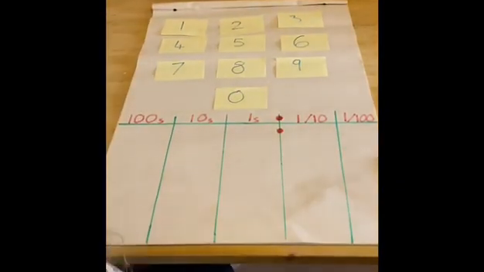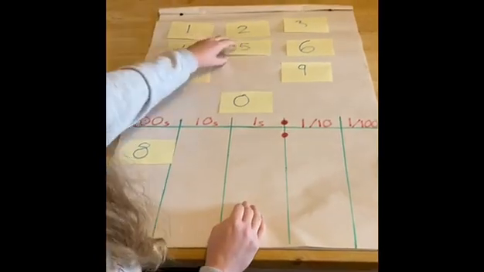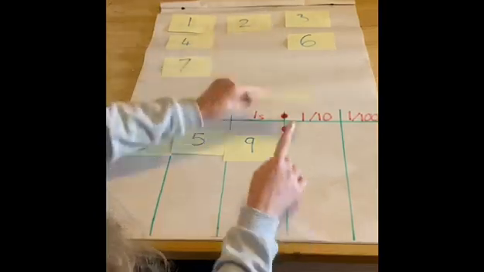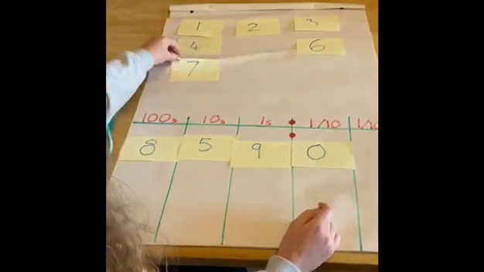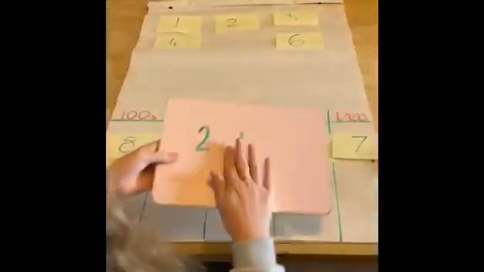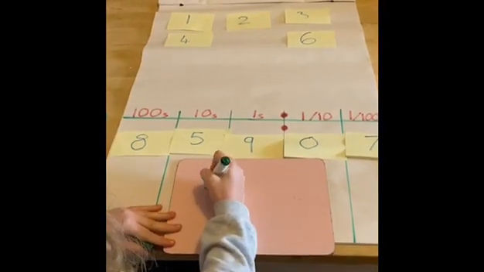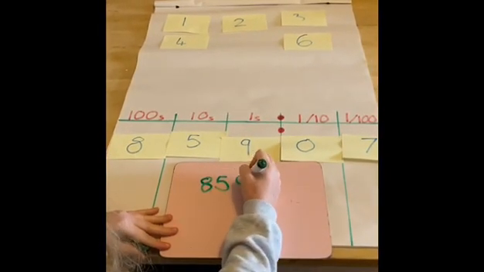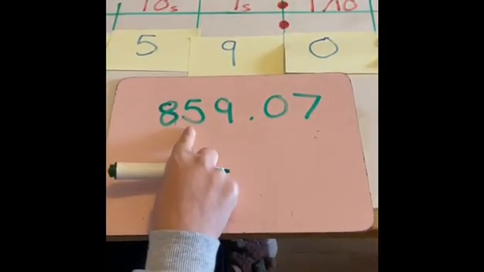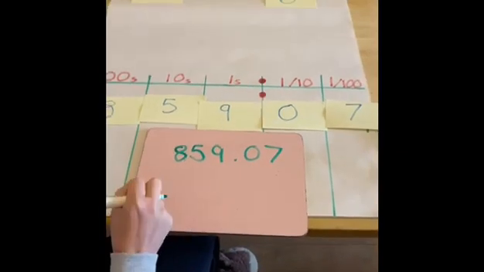Next, I'm going to make a different number. So this number is going to have 8 hundreds, 5 tens, 9 ones, no tenths, but 7 hundredths. Okay, and I want you to see what this is going to look like on my whiteboard. So here we go. So we've got 859.07. So that's how we would say that number.